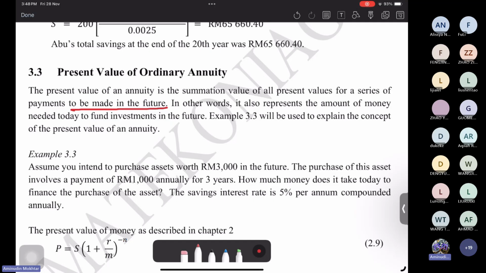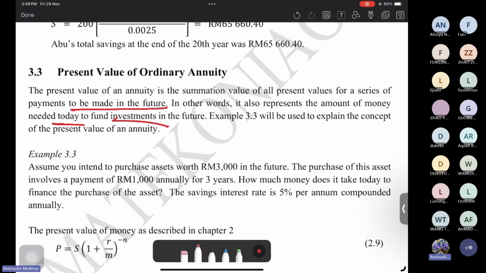In other words, it also represents the amount of money you need today to fund investment in the future. That's also another example for the annuity. We can represent this ordinary annuity, present value of annuity, as the amount of money that you need today to fund investment in the future. Or you could also say, how much money does it take today to finance the purchase of an asset?